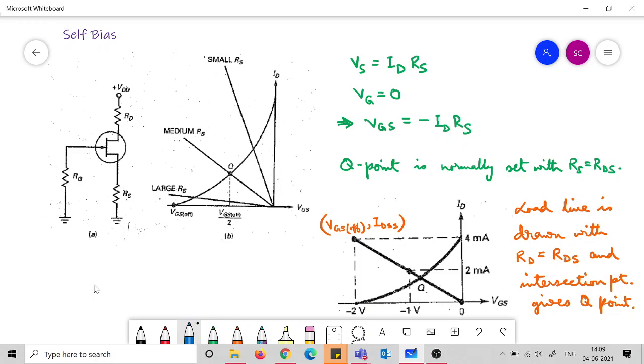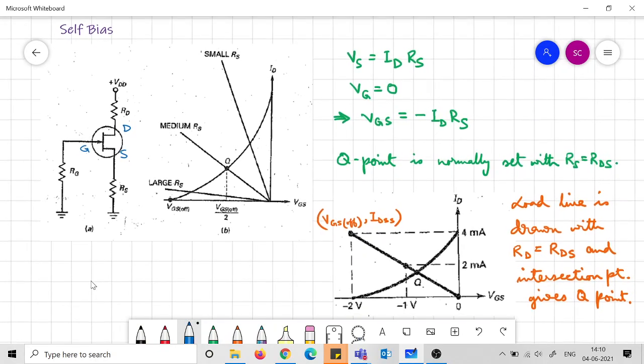This is your S here, this is your G, and this is your D. These are the points. So VS is what? VS is ID RS. So ID is flowing like this.